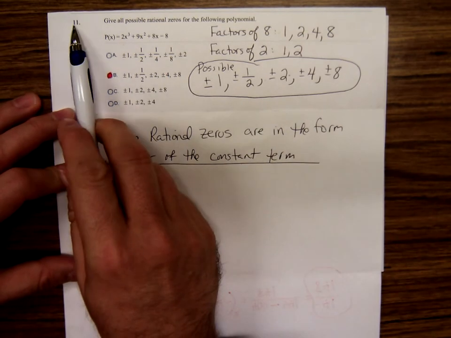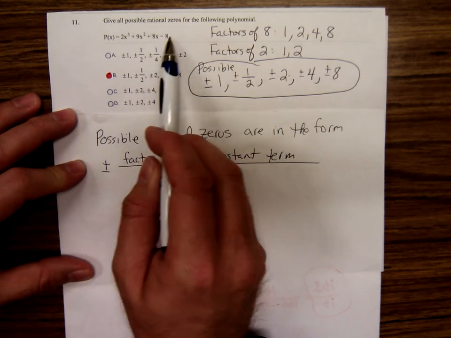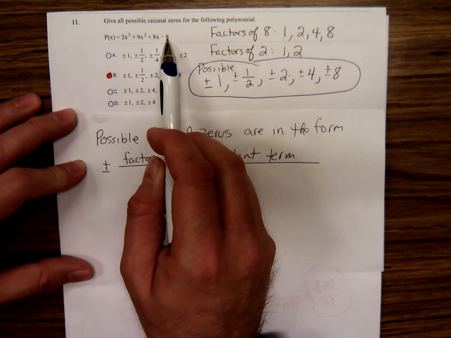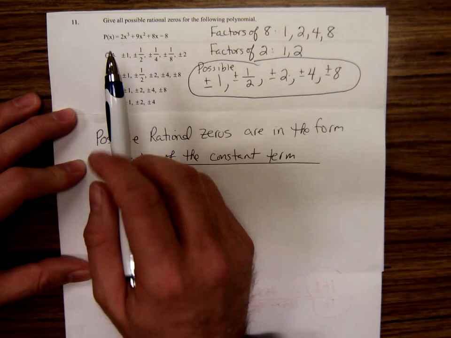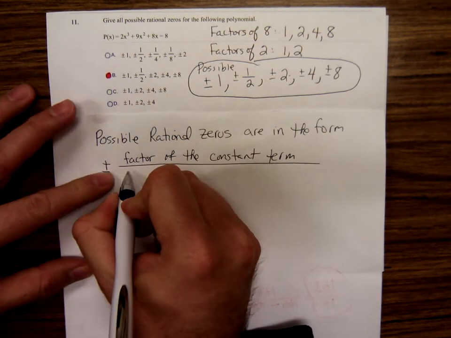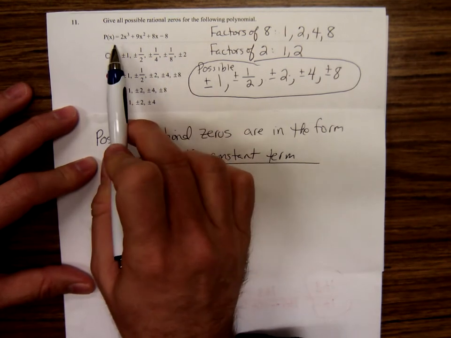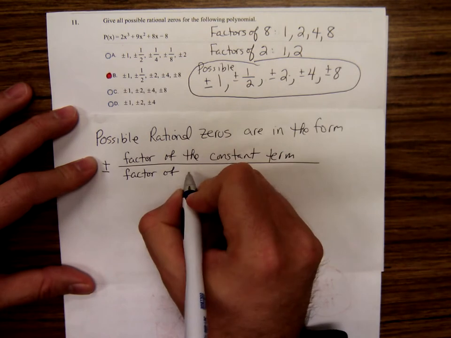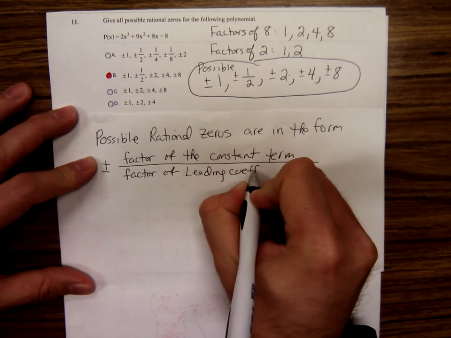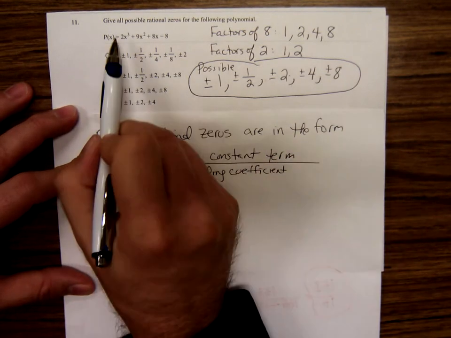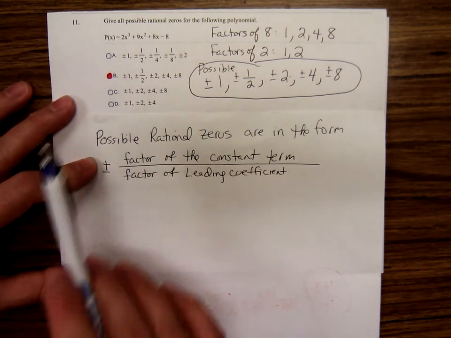Like we had done number 11, and the constant term is 8. That's a number that doesn't have a variable on it. Notice I didn't bother with the minus. We'll take care of that later. And then over factor of the leading coefficient. The leading coefficient is that first coefficient when it's written with the exponents in descending order. If it's not written in descending order, it's the one that has the biggest exponent, the coefficient on the term that has the biggest exponent. I think most of them in this assignment are all in descending order.